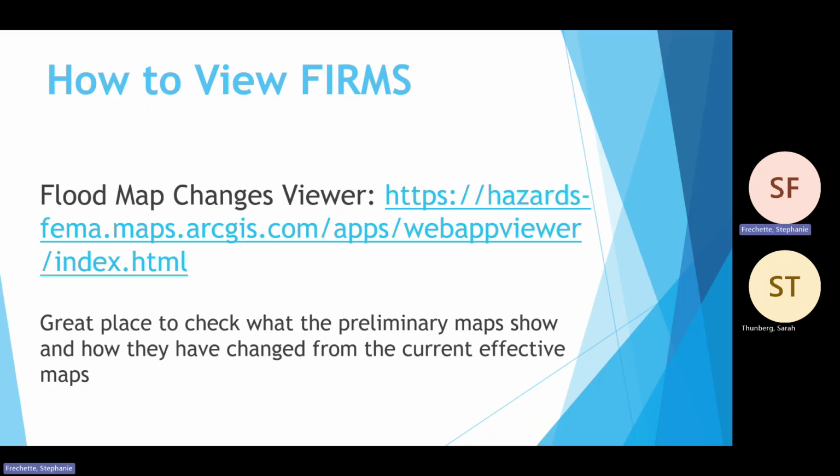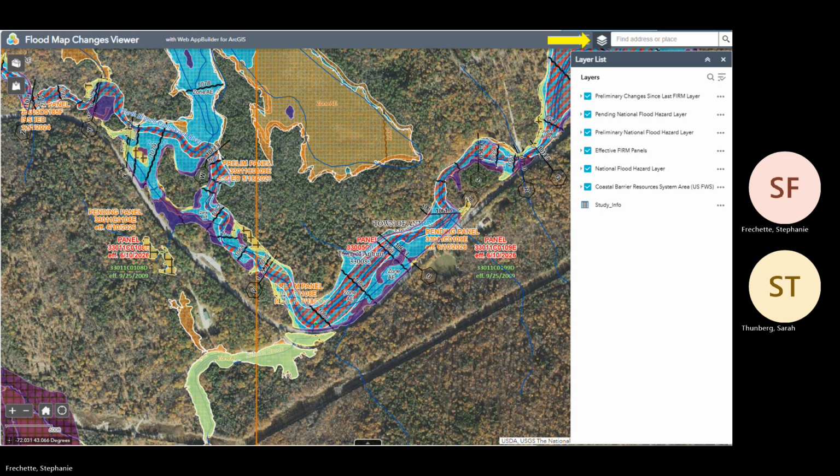Another place to view the maps is the Flood Map Changes viewer, which is linked here. This is a good source for checking the preliminary maps and how they have changed from the current effective maps. This is from the Flood Map Changes viewer. It can take up a lot of bandwidth and can be slow to load. This is the default view, which is a very busy map with a lot going on.